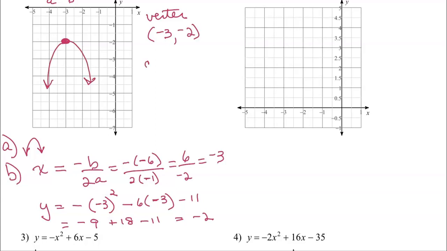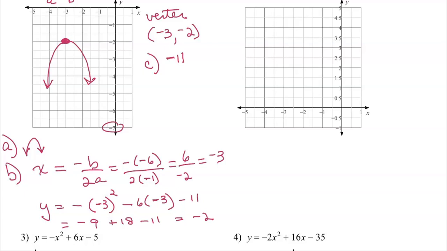Now, we haven't talked about the y-intercept yet. The y-intercept is just the constant. So the y-intercept is negative 11. I can't graph it because negative 11 is not on the graph. So for our purposes, what I've graphed for number 1 is perfect. Okay, go on to number 2. We're going to do a few of these together.